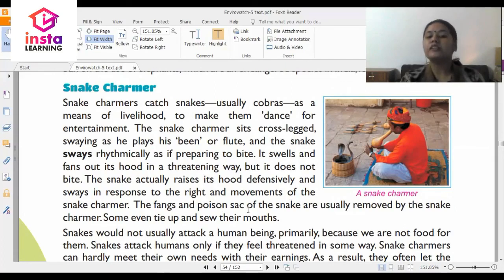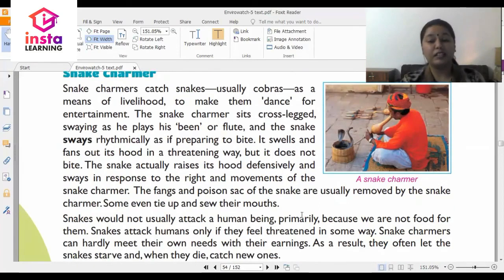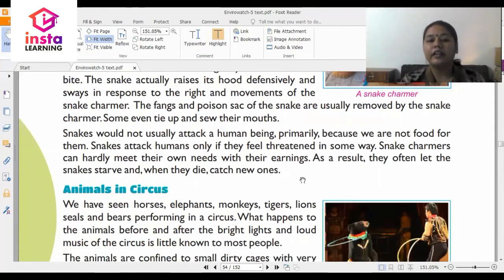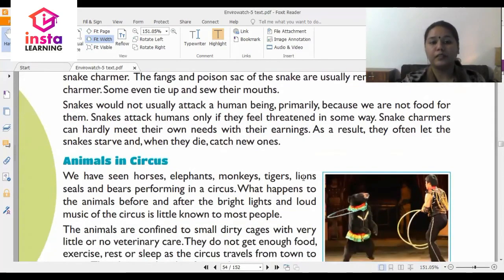The fangs and poison sac of the snake are usually removed by the snake charmer. Some even tie up and sew their mouth. So that's again so bad. Snakes would not usually attack a human being primarily because we are not food for them. Snakes attack humans only if they feel threatened in some way. Snake charmers can hardly make ends meet with their earnings. As a result, they often let the snake starve, and when they die, they catch new ones.